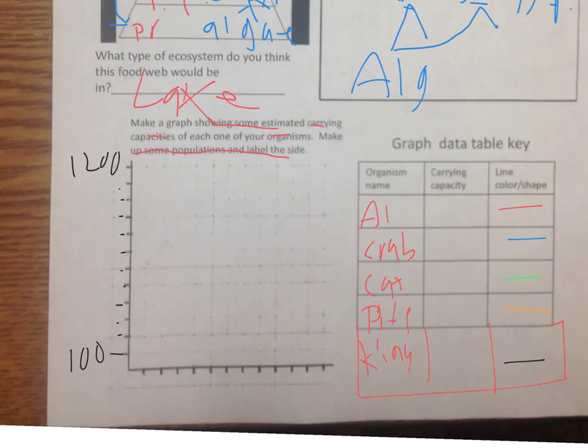So, carrying capacity. Remember, carrying capacity is the number of organisms that can generally be supported. So, it's not the maximum number you can have in an area. It's how many can be supported. Hold on. So, I'm going to pick a number of catfish.